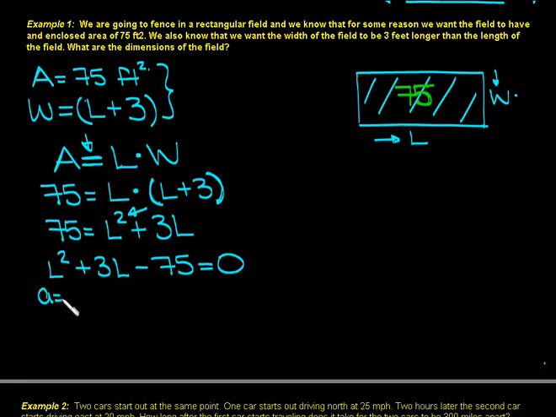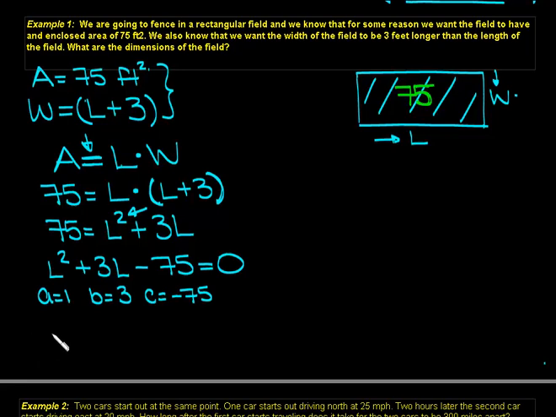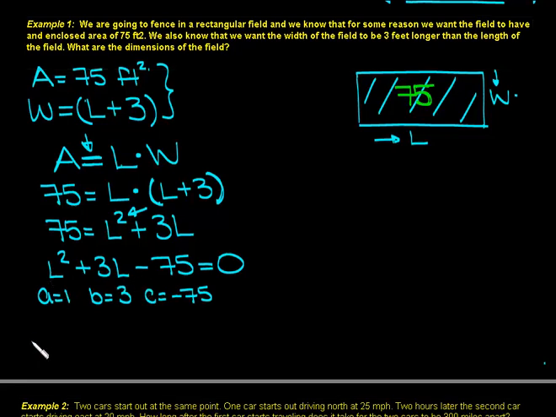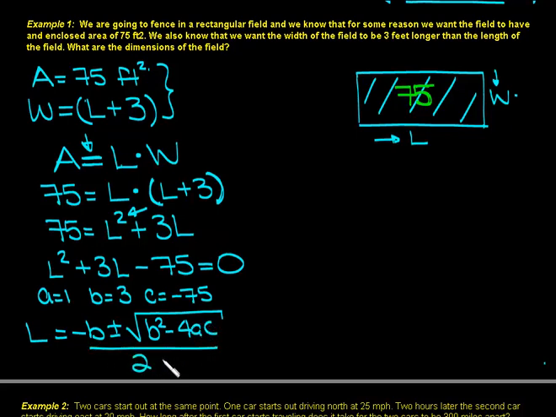Out here A is 1, B is 3, and C is negative 75. So if you remember, the quadratic formula tells you what? Whatever you're solving for, in this case we are solving for L, so L is minus B plus or minus the square root of B squared minus 4AC, divided by 2A. Anytime you use the quadratic formula, always write it down first. It helps you to memorize it.